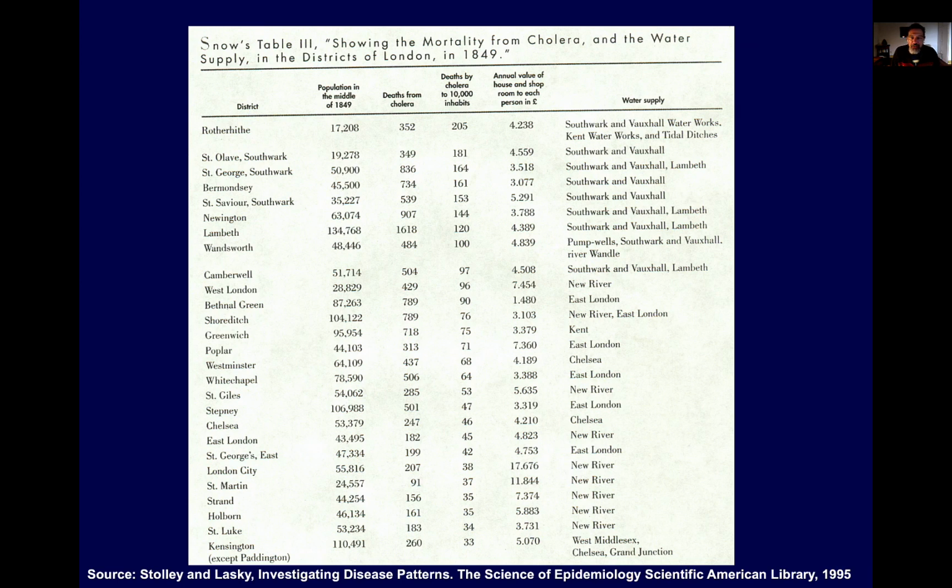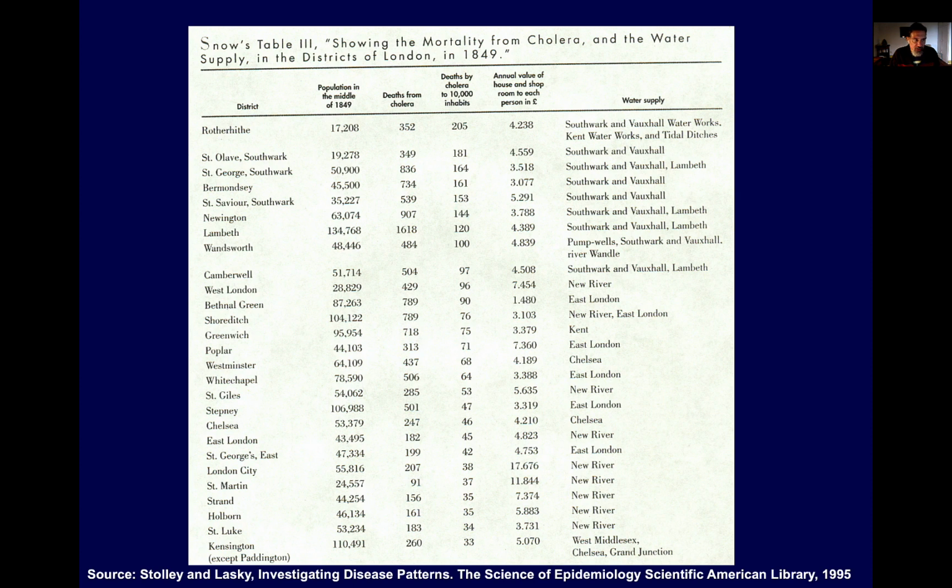For each district, Snow compiled the deaths from cholera in 1849. He combined that with information on the number of people living in each district to compute a rate of cholera deaths per 10,000 inhabitants. Finally, he noted the water companies that were supplying the water to each district.